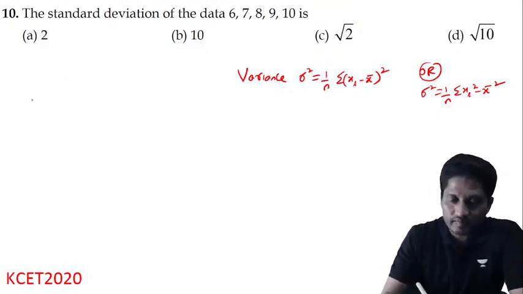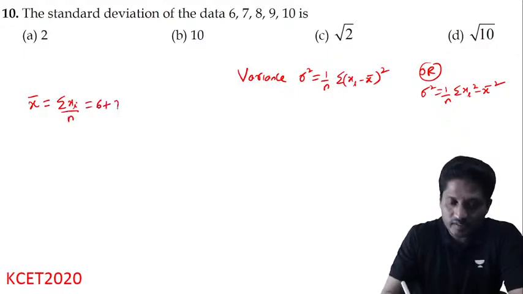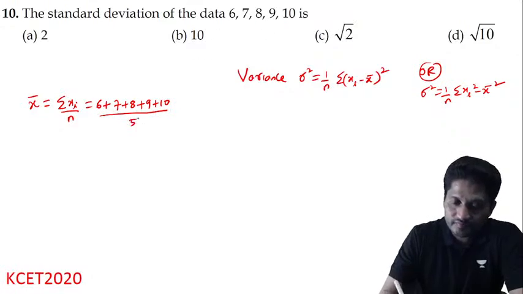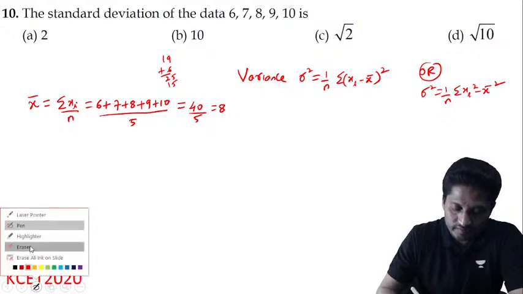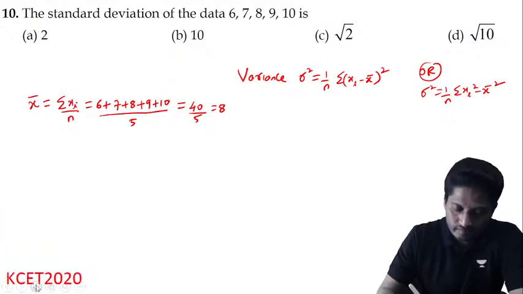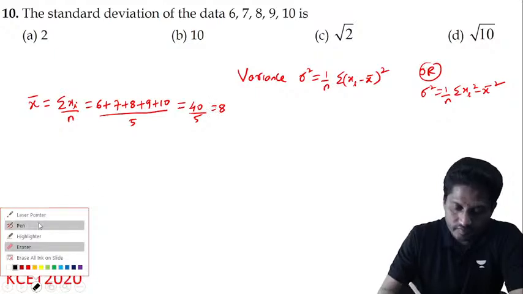Okay, so first I'll find the mean. Mean is equal to summation xi divided by n. The sum of all observations is 6 plus 7 plus 8 plus 9 plus 10, divided by the number of observations, which is 5. If I add all this, 19 plus 6 is 25, plus 15 is 40. 40 by 5 is equal to 8. So the mean is equal to 8.